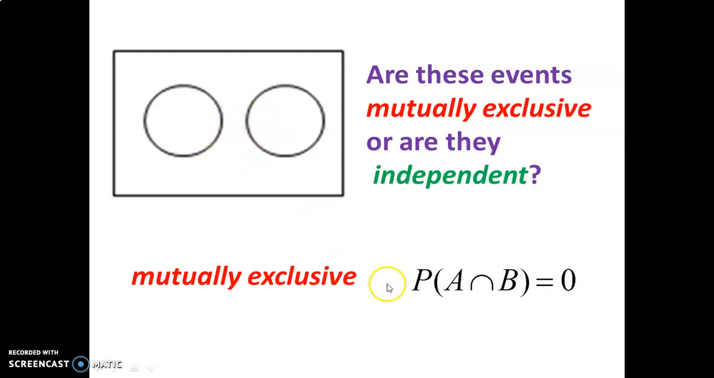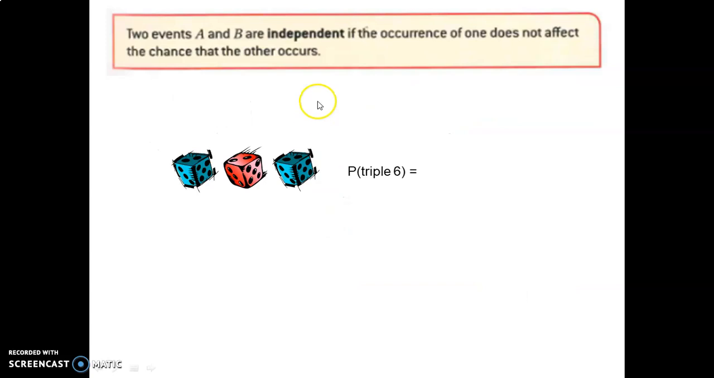If you may remember, for mutually exclusive events, the probability of A and B, or A intersection B, is 0. So in other words, there is no intersection. So those are mutually exclusive. Independent events could actually overlap on a Venn diagram. Independent events are a little different. Let's remind ourselves what these are.